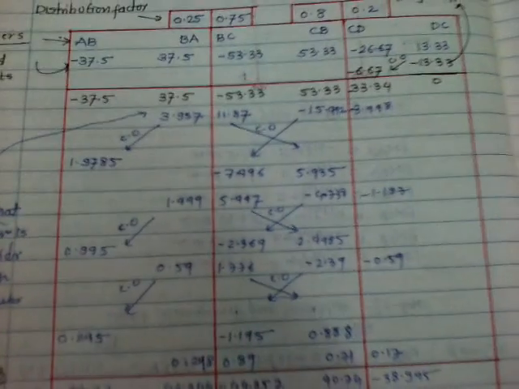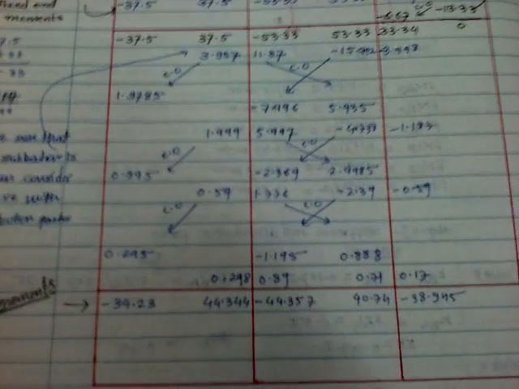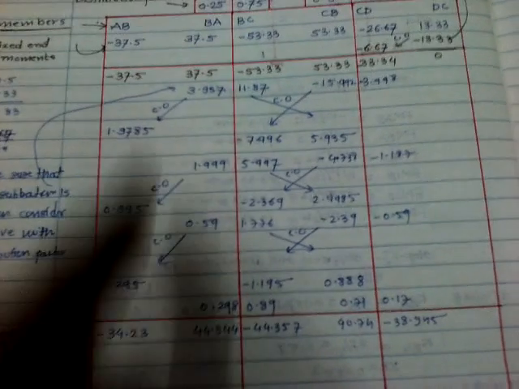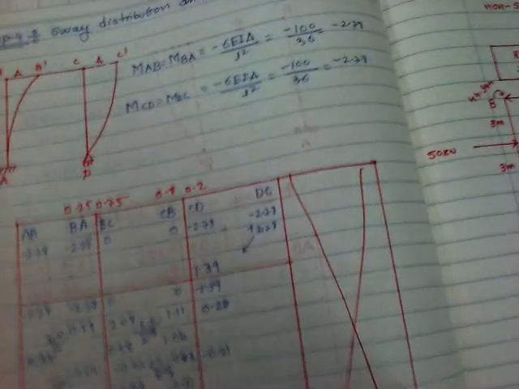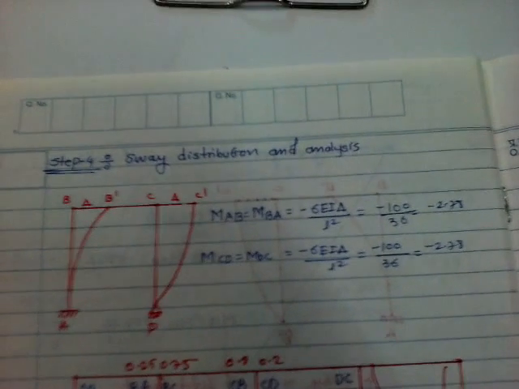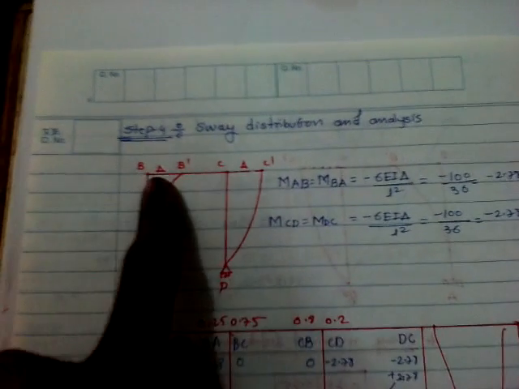Okay, similarly all the calculation is done, and at last I get the final moments. By calculating this I get the final moment, and by calculating this I get this moment. Okay, now the next step is to go to the sway distribution analysis. So how can we determine the sway distribution analysis? First we determine the non-sway analysis, and this is the sway moment distribution analysis. Sway distribution analysis means it is a displacement.